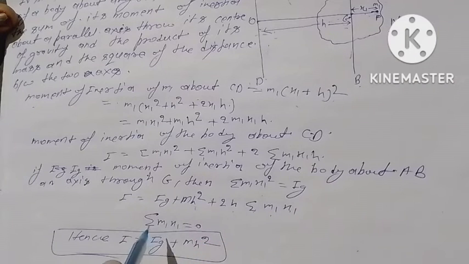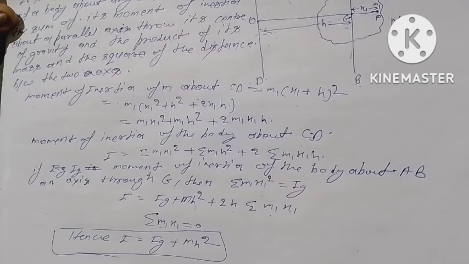But sigma m1 x1 equals 0, because sigma m1 x1 is the sum of the moments of all the particles about an axis passing through the center of gravity. Since the body is balanced about the center of mass G, the algebraic sum of all the moments about G is 0. So sigma m1 x1 equals 0 and I equals Ig plus m h square.